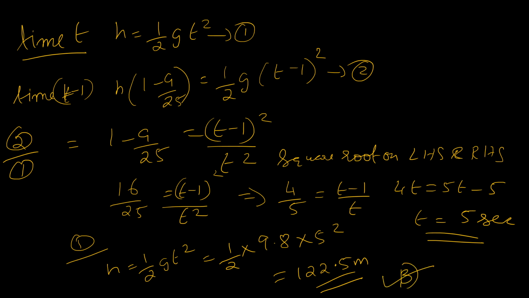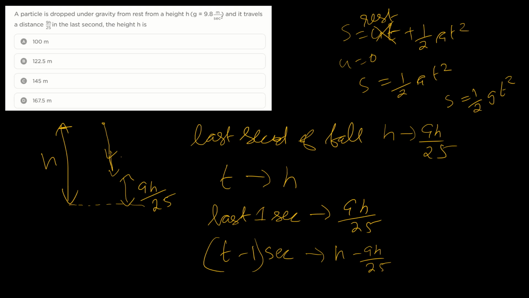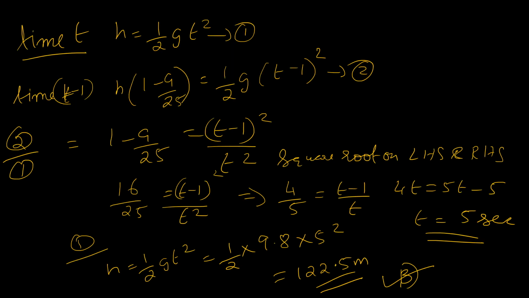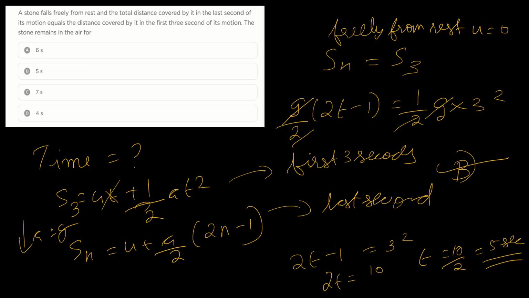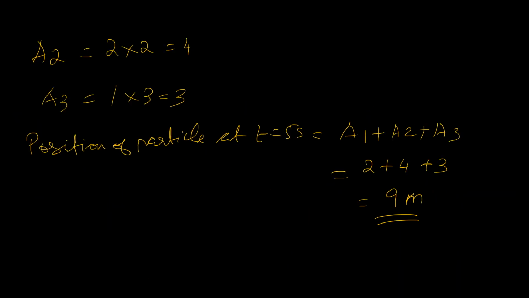B is the answer. It's a very tricky question, just know the concept. When it is dropped under gravity, we must consider this particular height, that is, h minus 9h by 25, and with this height the corresponding time will be t minus 1 if the total time is t. The remaining is the last 1 second. It looks complicated at first when we keep on solving, but at last it turns out to be very simple. So this is all regarding the practice problems of kinematics part 1.